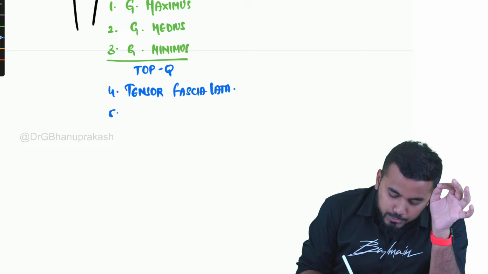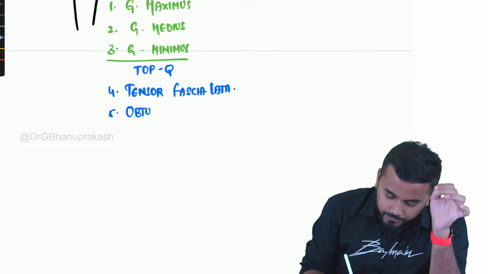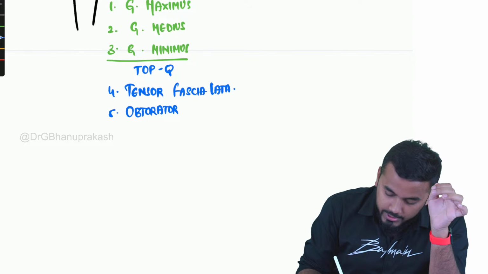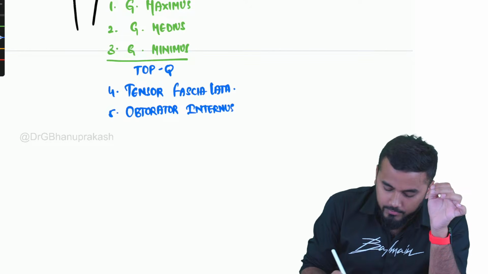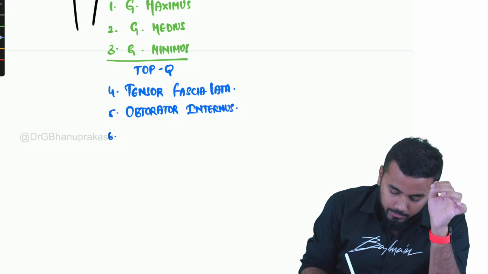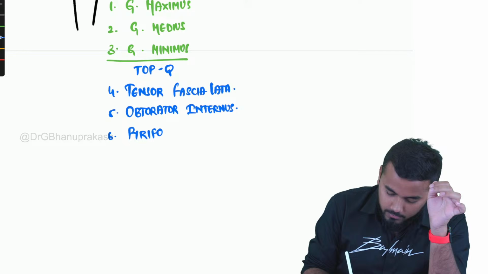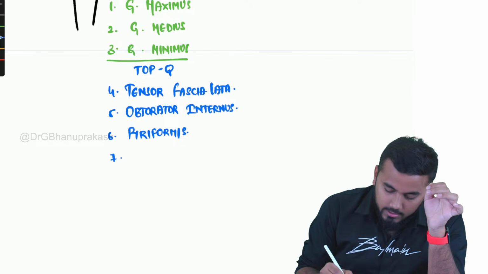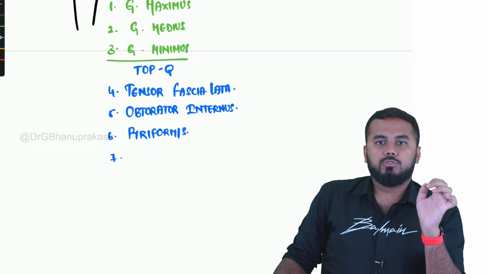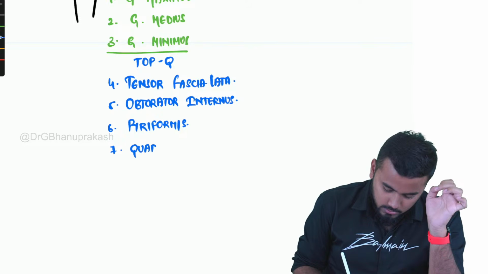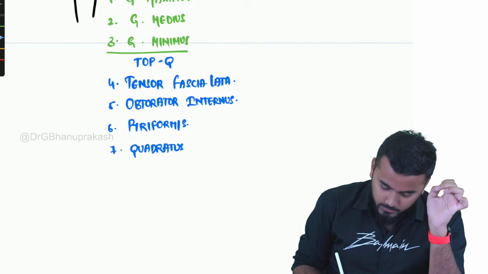What is O? O stands for obturator internus. Very good. O for obturator, Girjes. Very good. Obturator internus. And what does P stand for? A pear-shaped muscle, that is piriformis. Excellent. Piriformis. And the seventh one, Q. What does Q stand for? Yes, quadratus femoris.